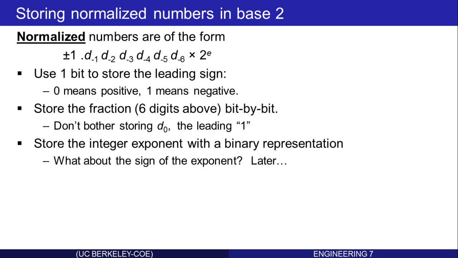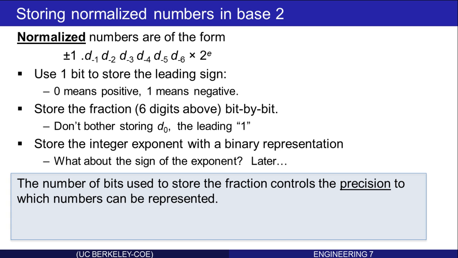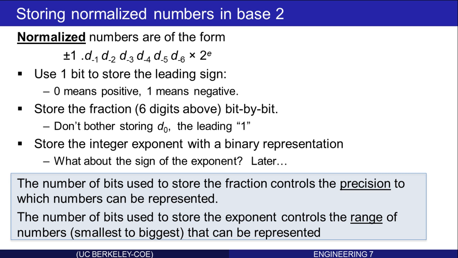We'll discuss that later. For the next 2 slides, we want to see exactly how the number of bits that are used to store the fraction controls the precision to which numbers can be represented, and the number of bits used to store the exponent, which will determine the range of values that e can take on, well, that controls the range of numbers from smallest to biggest that can be represented.